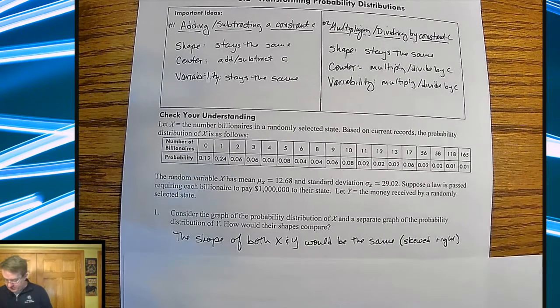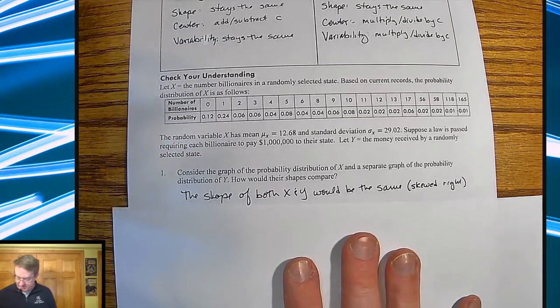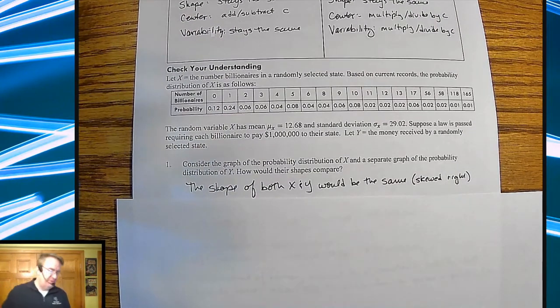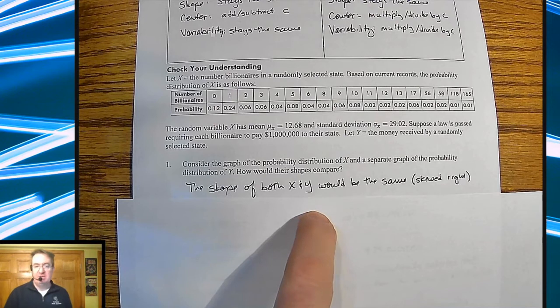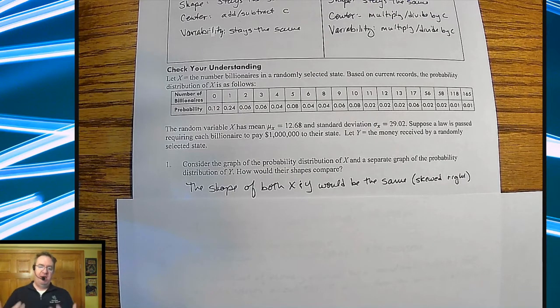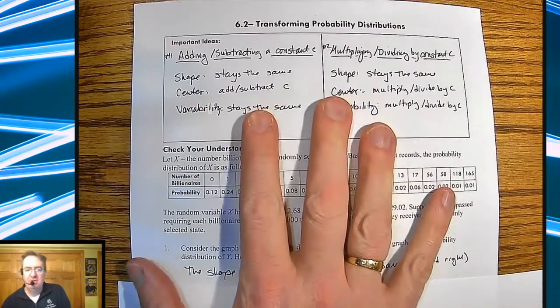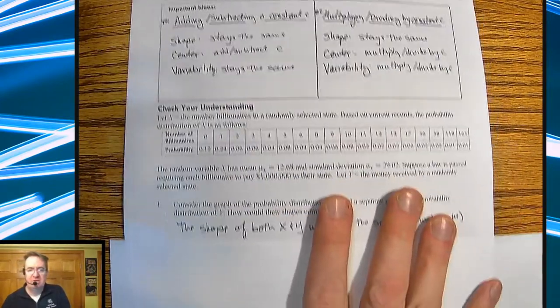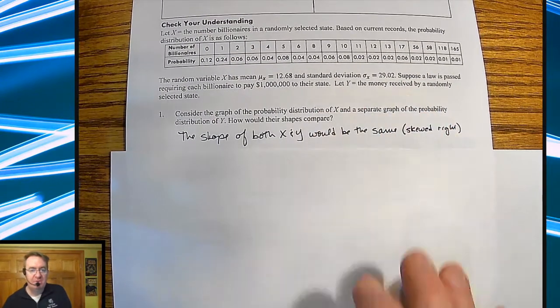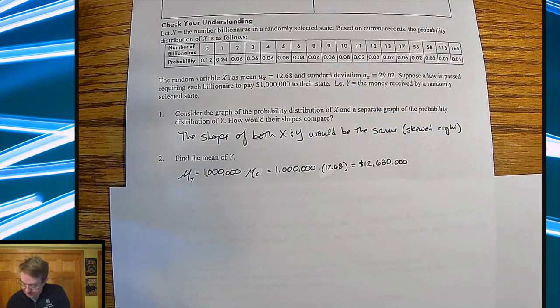All right, so the first question was, consider the graph of the probability distribution. How would those shapes compare? Now, in the first video, I actually did show a dot plot, so this shouldn't be that big of a stretch. The shapes of both X and Y are going to stay the same. So even though everybody's paying out $1 million, the shape's going to be the same. Why? Because if we add a constant or multiply by a constant, the shape's just going to stay the same. They might get bigger or smaller, but the shape's going to be the same.